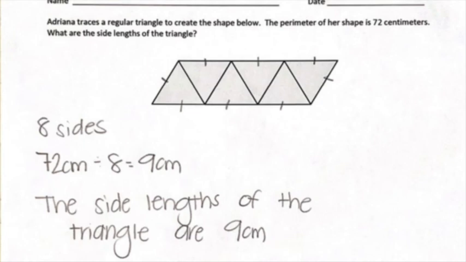So the first thing I did was I put a little mark on each of the outside side lengths. This is what will become the perimeter. And I noticed that there are 8 sides. If the total perimeter is 72 centimeters and there are 8 sides, I divided 72 by 8 to get 9 centimeters. These are regular triangles, which means each side is equal, so now I know that the side lengths of the triangle are 9 centimeters.